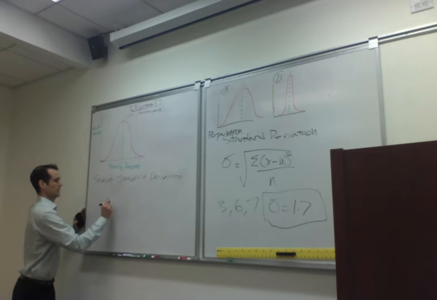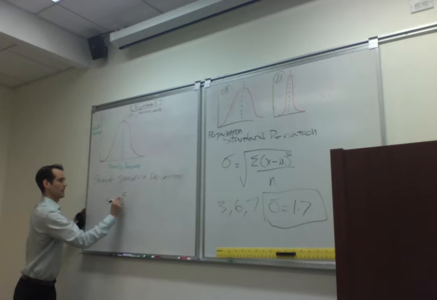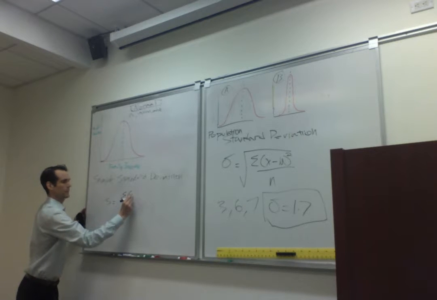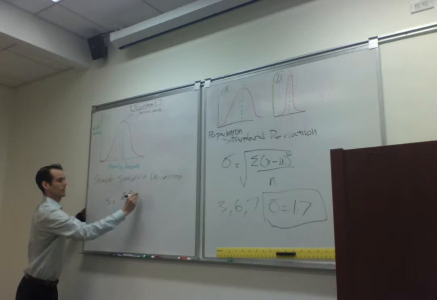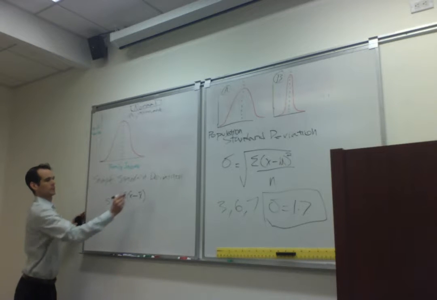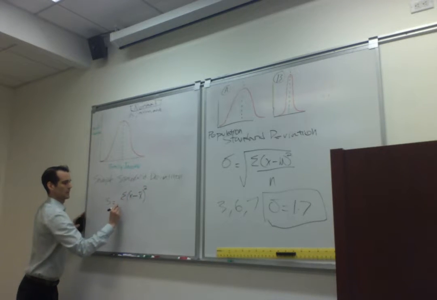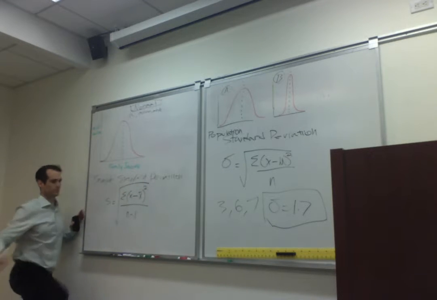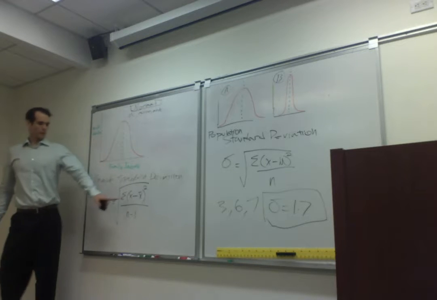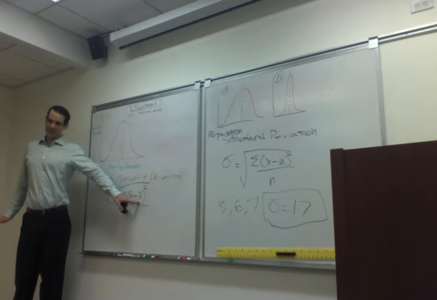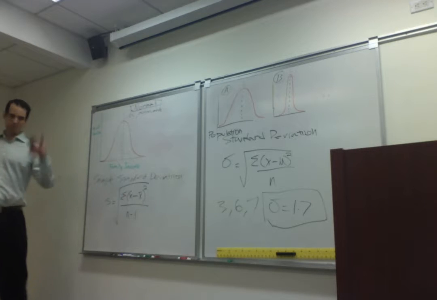Small s equals the square root of the sum of the individual pieces of data, the difference between that and the mean of the sample data, which is denoted by this x with a bar over it, squared, divided by, instead of n, n minus 1. So this x is each individual piece of sample data, and this x bar is the sample mean.